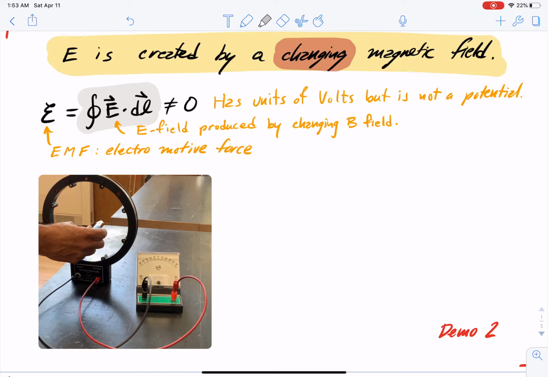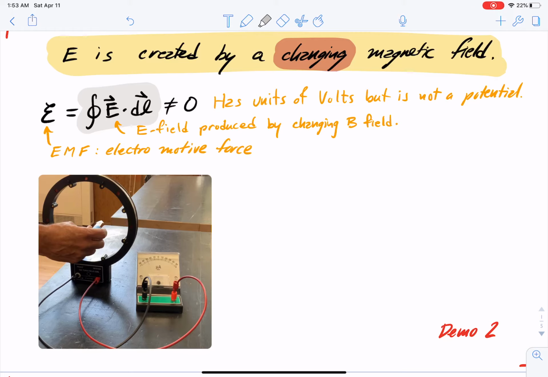Kirchhoff's law applies to electric fields produced by static charges. So that's still fine. It's just that for electric fields that are produced by changing magnetic fields, Kirchhoff's law no longer applies. We'll see a way of saving Kirchhoff's laws in just a minute.